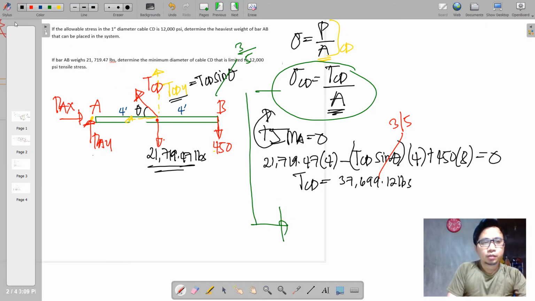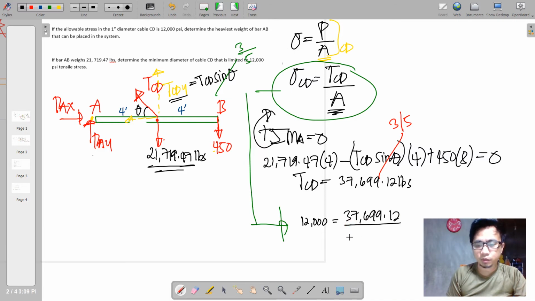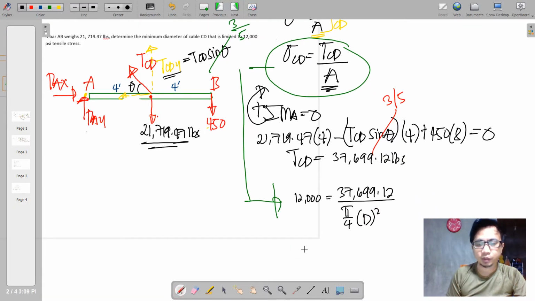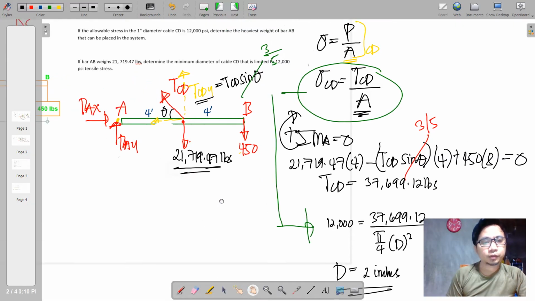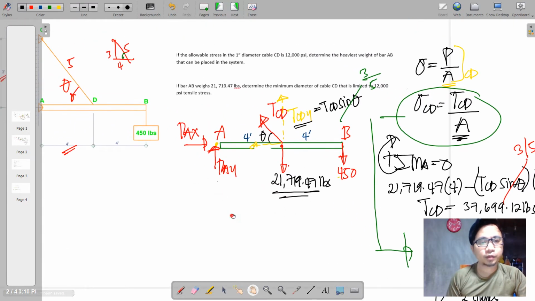So here the allowable for cable CD is 12,000. So this is equal to 37,699.12 all over the circular area. And actually we are getting the diameter, the required diameter of the cable. So in here we can directly solve for the diameter, and it will yield us a value of 2 inches. Okay, so this is it for one of the problems of your seat work.